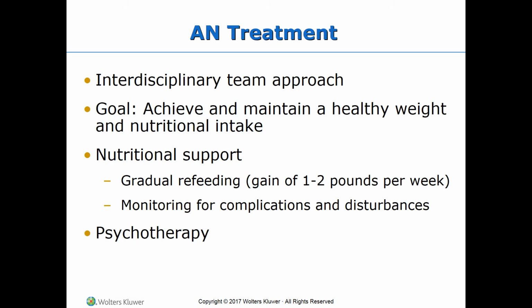So treatment, again, is interdisciplinary, and in this team, you should include the patient's family, psychotherapists, physicians, nurses, dietitians, and recreational and occupational therapists. And the goal is to make the person gain at least 1 pound per week to optimal, and then keep monitoring the person for complications and disturbances, and keep giving psychotherapy so you don't have a recurrence of the problem.